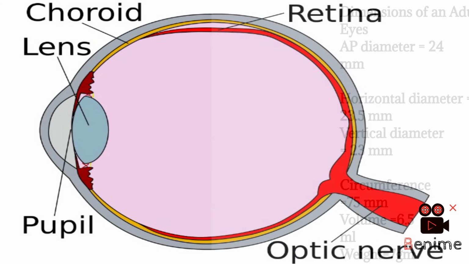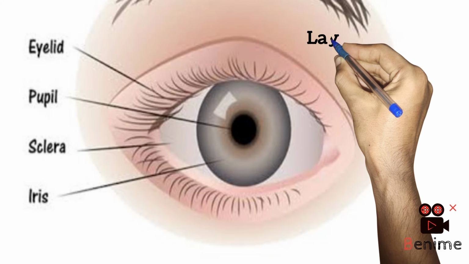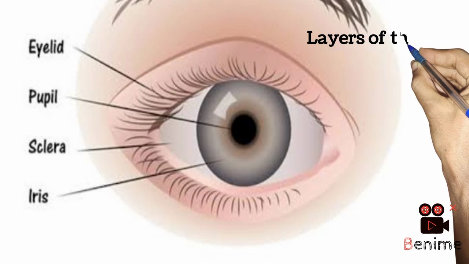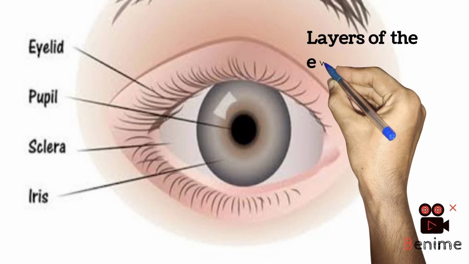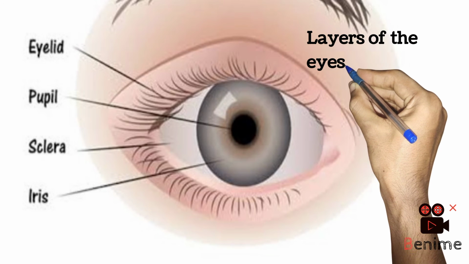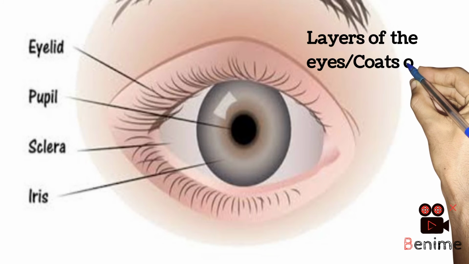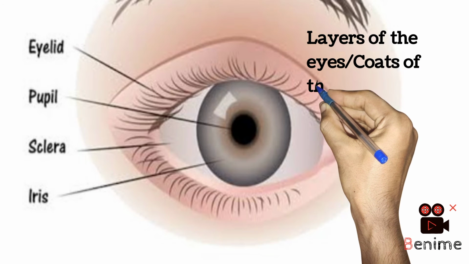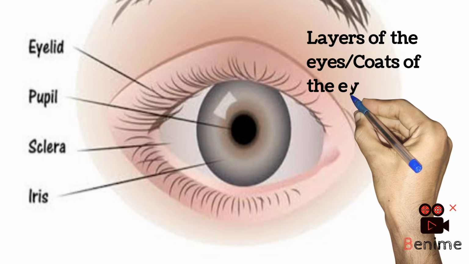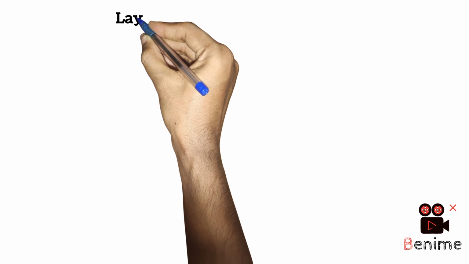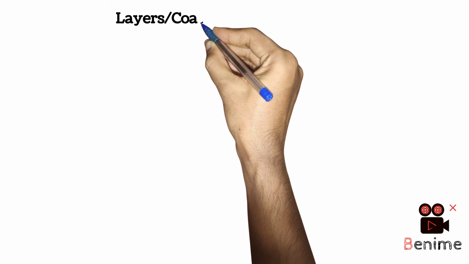Structurally, the human eyes are separate from each other, but they work together. When they fail to work together, there is a problem known as strabismus or squint. The coats or layers of the eye: either I call it coats or the layers of the eye. We have 3 coats of the eye.